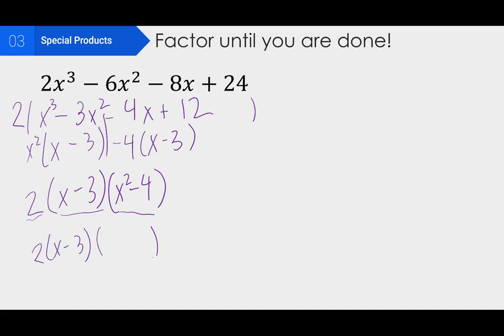Square root of x squared is x. Square root of 4 is 2. One plus, one minus. Let's double check. This is done. This is done. Okay, that's got a plus sign. Plus means prime. x minus 2, no perfect squares there, so it is done.